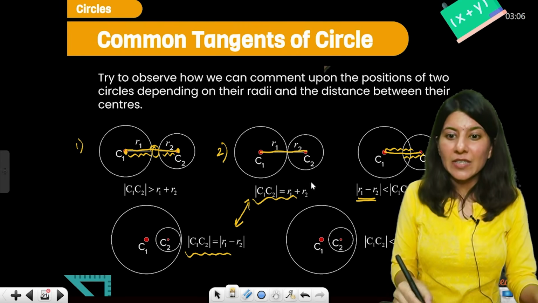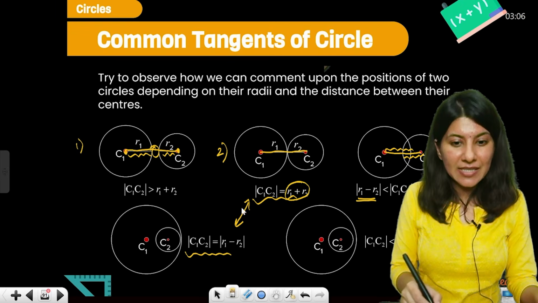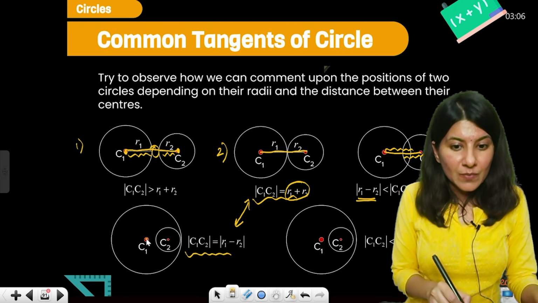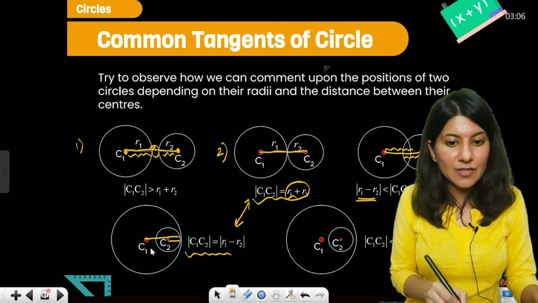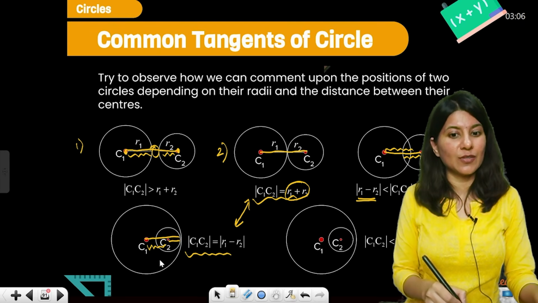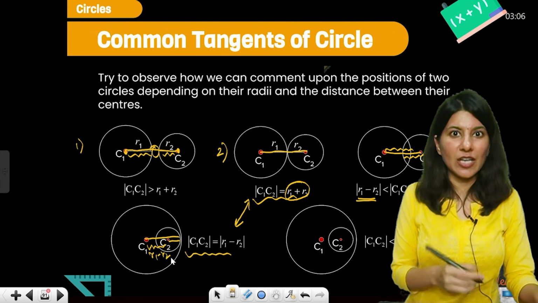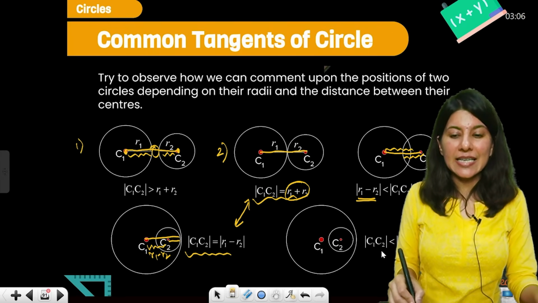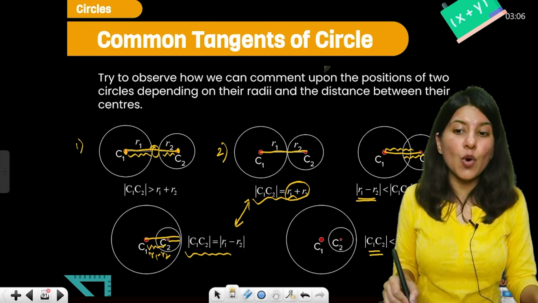So see, these two cases are a little bit similar. Equality is there. Here C1 C2 is equal to R1 plus R2. Here the distance between centers will be radius 1 minus radius 2, so this is R1 minus R2. Bigger minus smaller, or you can take the mod as well. And now in this case, C1 C2 will be less than mod R1 minus R2.